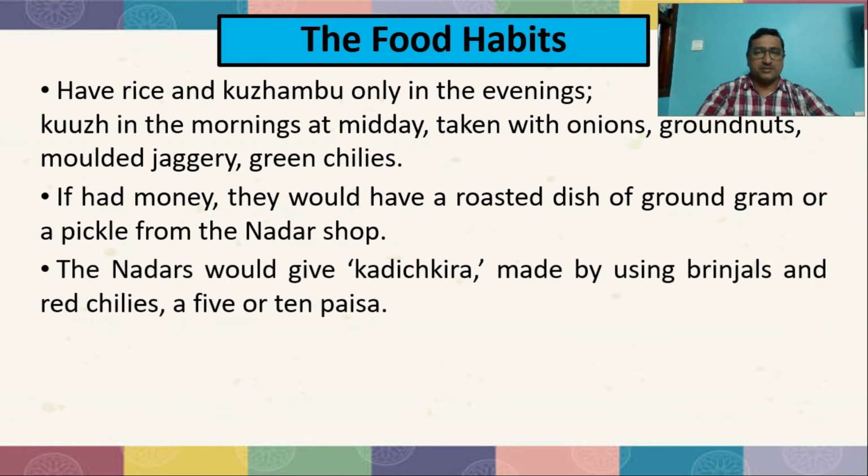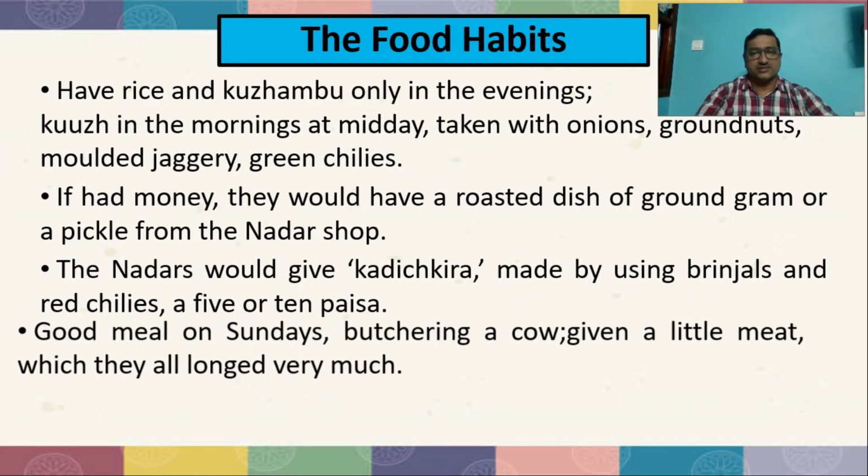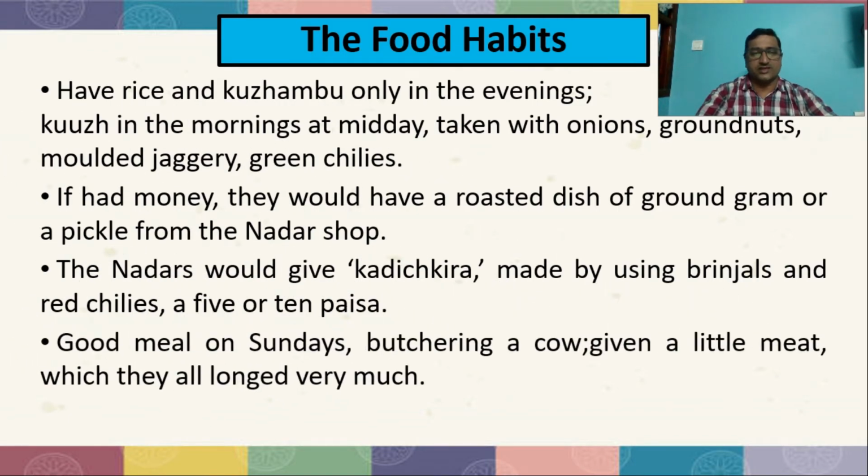Here, the memory of Bama goes to the Nadar's pickle, right? The Nadars would give kadichikra, right? Kadichikra was a kind of pickle made using brinjals and red chilies. It was given to them for 5 or 10 paisa. Look at the way the cost was only 5 or 10 paisa then. Of course, then 5 or 10 paisa was valuable, right? It was difficult to earn money in such a time. Therefore, they would bring that. That was a valuable thing indeed.